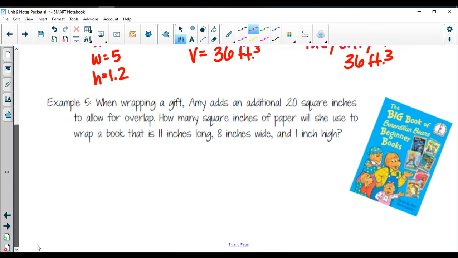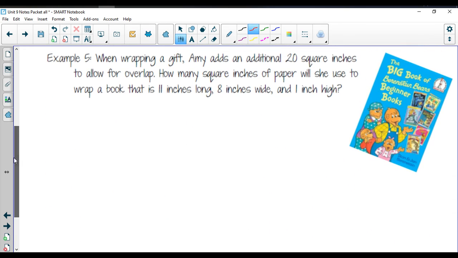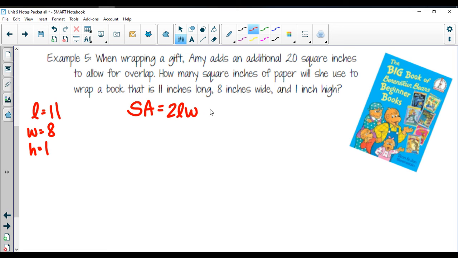Our final example here is example number 5. When wrapping a gift, Amy adds an additional 20 square inches to allow for overlap. How many square inches of paper will she use to wrap a book that is 11 inches long, 8 inches wide, and 1 inch high? The length is 11, the width is 8, and the height is 1. Since she's wrapping this book, that's going to be surface area. 2LW plus 2LH plus 2WH.